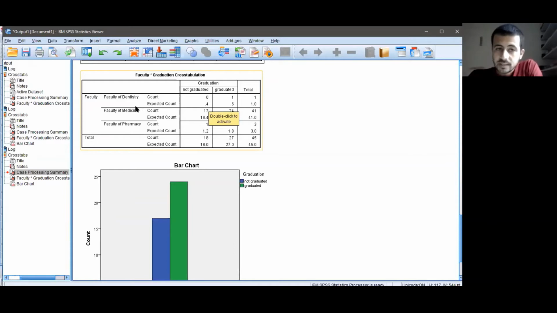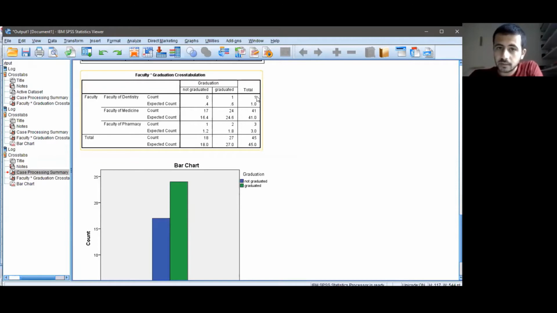If I say that the faculty doesn't affect graduation, they will take the 0, 17, and 1, and the 1, 24, and 2, and they will put this count, and out of this proportion, they will divide it on the three faculties. They are saying there is no difference. The expected proportion in here should be the same in here and the same in here. But why are they different? Because I have different people in each group.